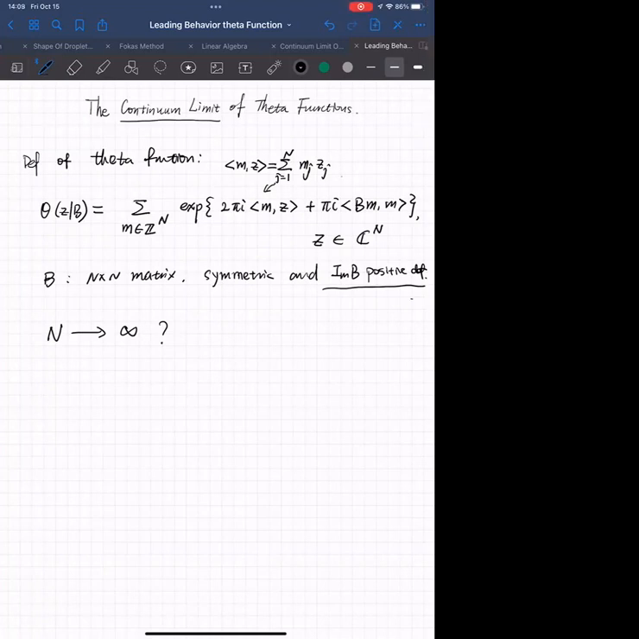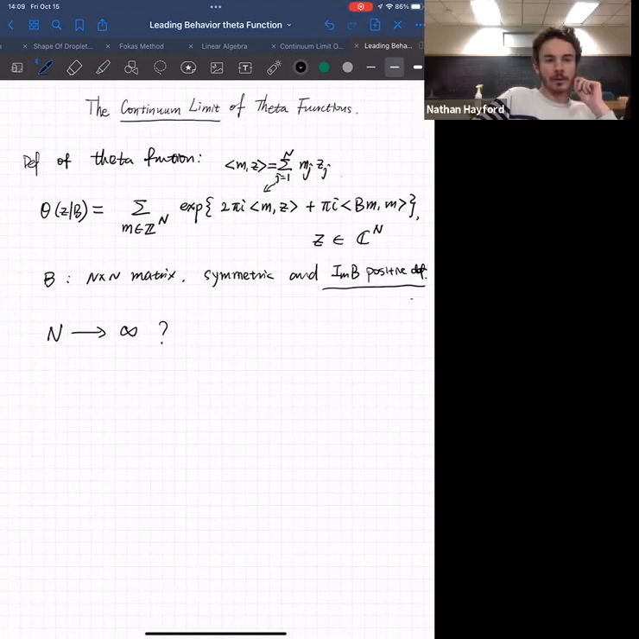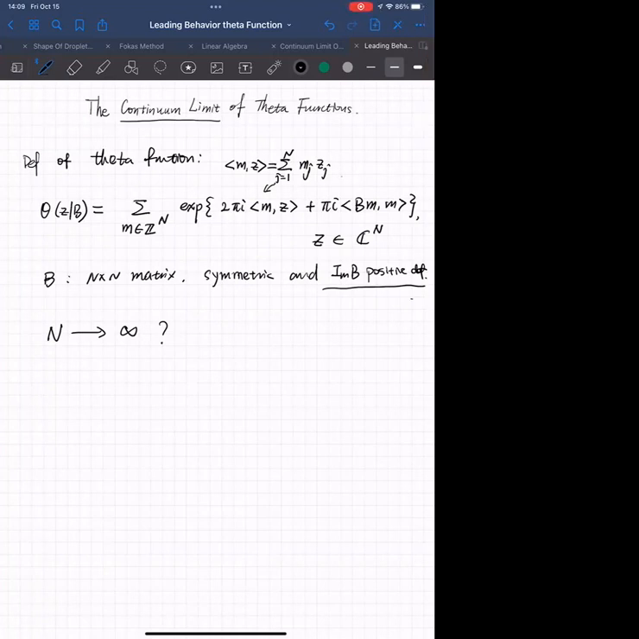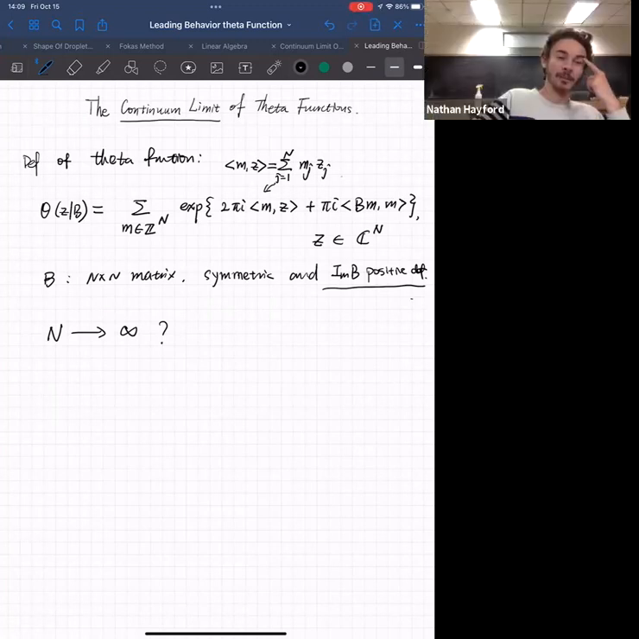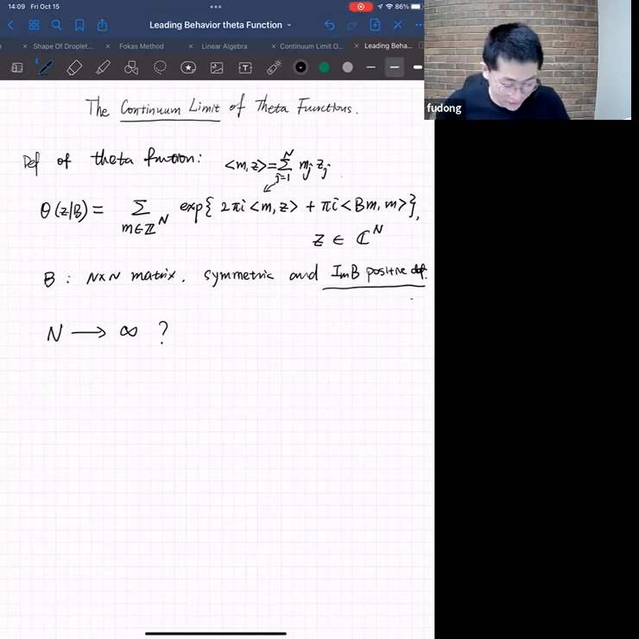So your question is why would anyone think about it, what's the purpose of the theta function? After that, I will tell a story of why we care about the theta function. Now, why do people care about the theta function? The story.